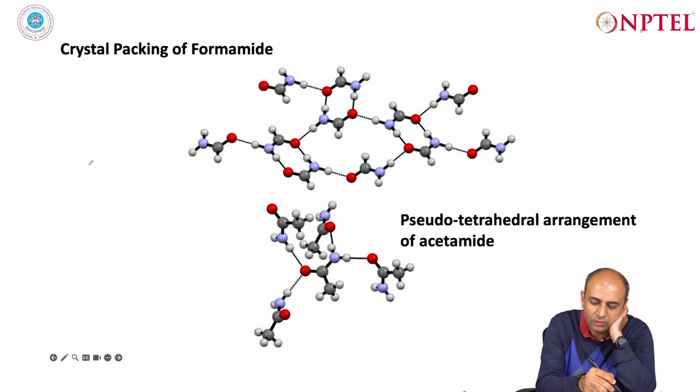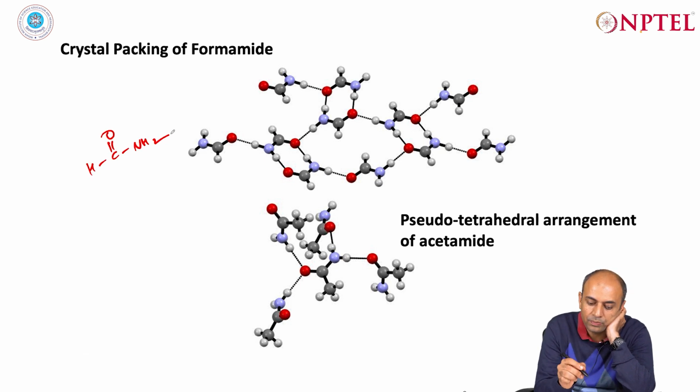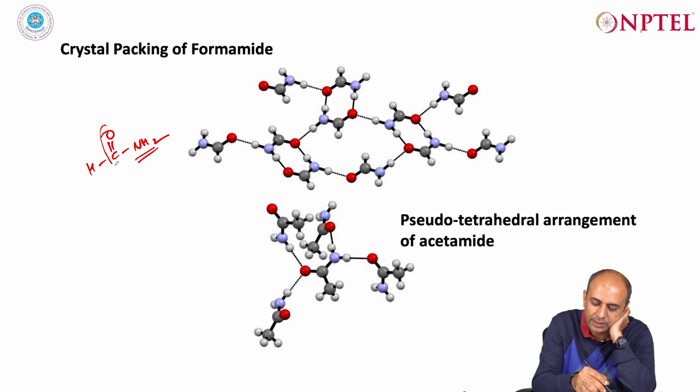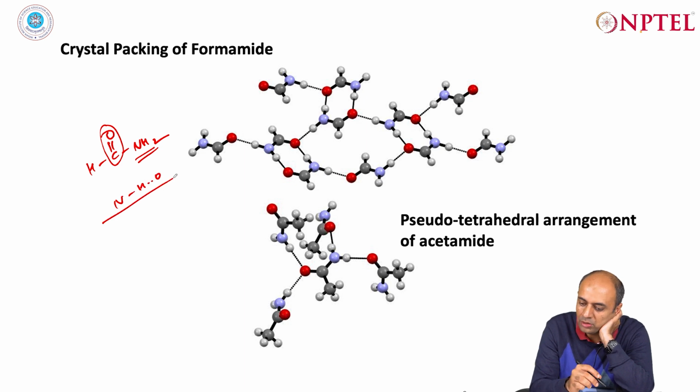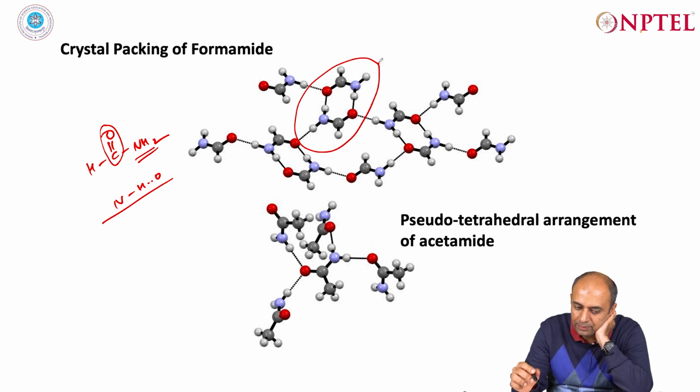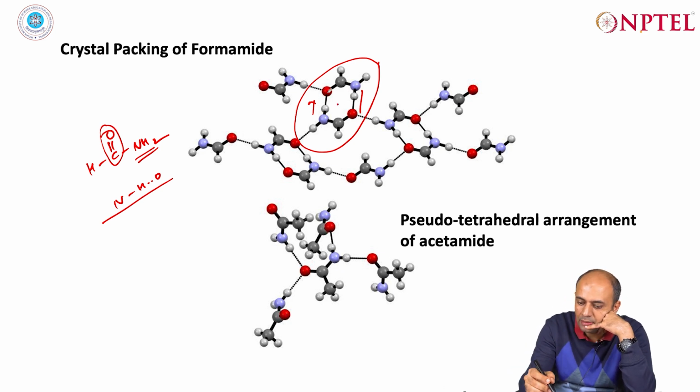For example, let us look at formamide. Formamide is HCONH2. So this has two strong donors, the NH donors, and a strong acceptor. So it is expected to form N-H...O hydrogen bonds, and this is what it does. So here you have a dimer of formamide with N-H...O hydrogen bonds, and this is a centrosymmetric dimer. There is a center of inversion here, and the other hydrogen is involved in N-H...O hydrogen bonding as well.